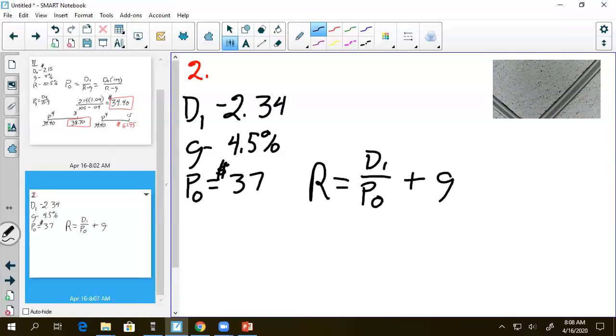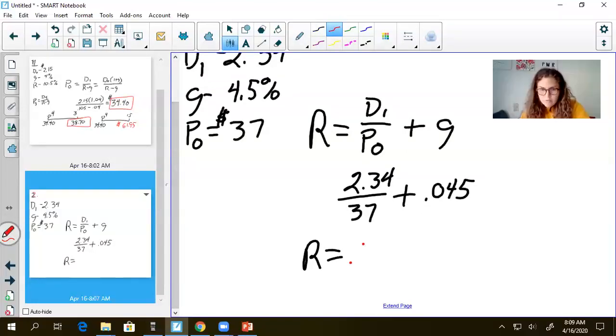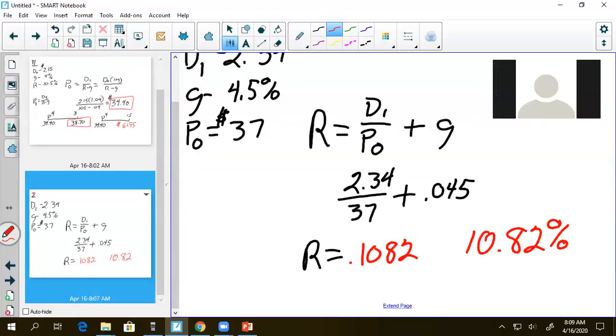Okay. So now you don't have to calculate D1 here. You just have to plug and play. So we have 2.34 over 37 plus 0.045. Okay. So what do we get for our rate of return here? 10.82%. There you go. Okay. Is everybody good?